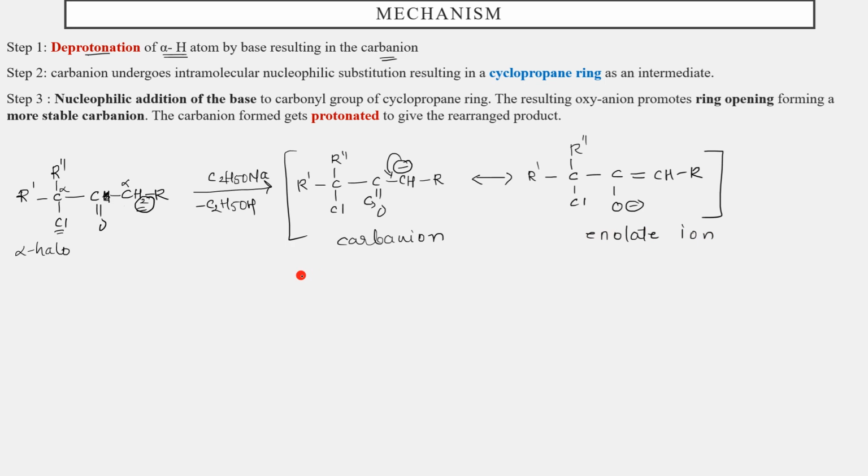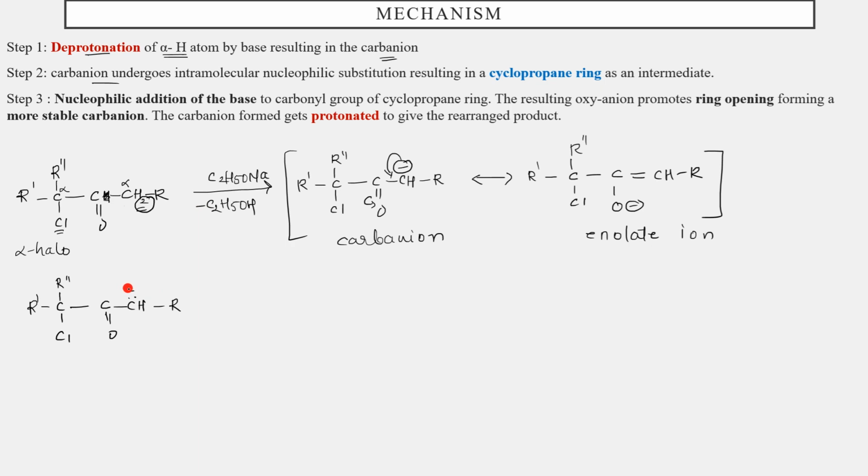That's the first step. Now what is our second step? The carbanion undergoes an intramolecular nucleophilic substitution reaction. So I'll show the carbanion. This was our carbanion, right? The negative charge is over here on the carbanion.